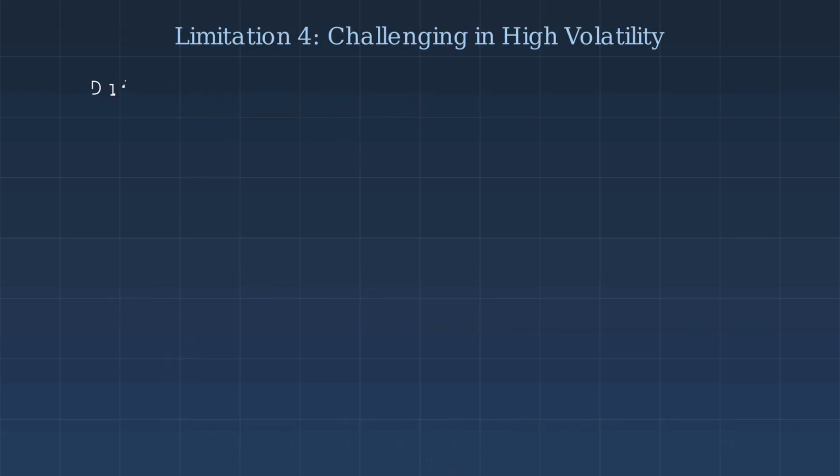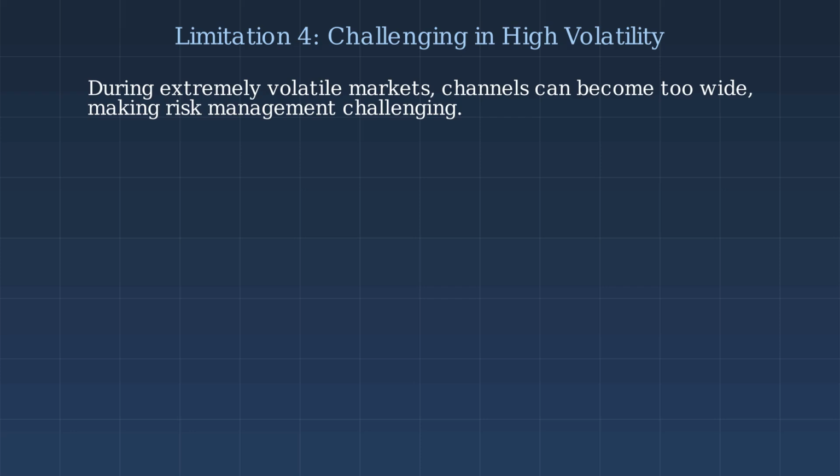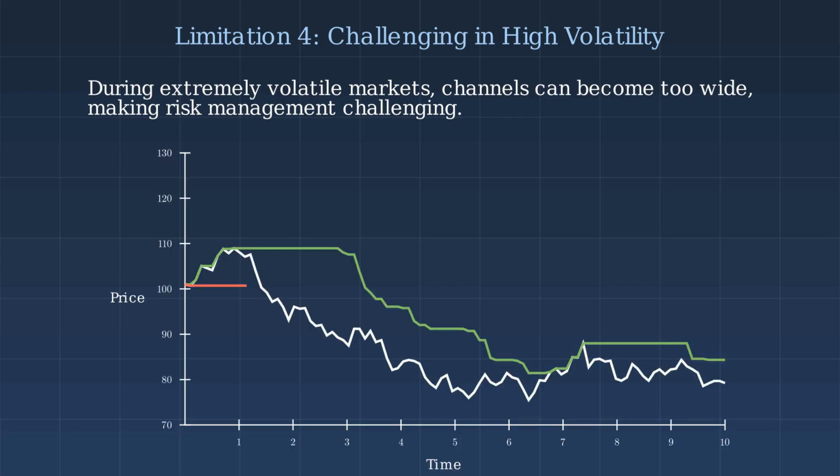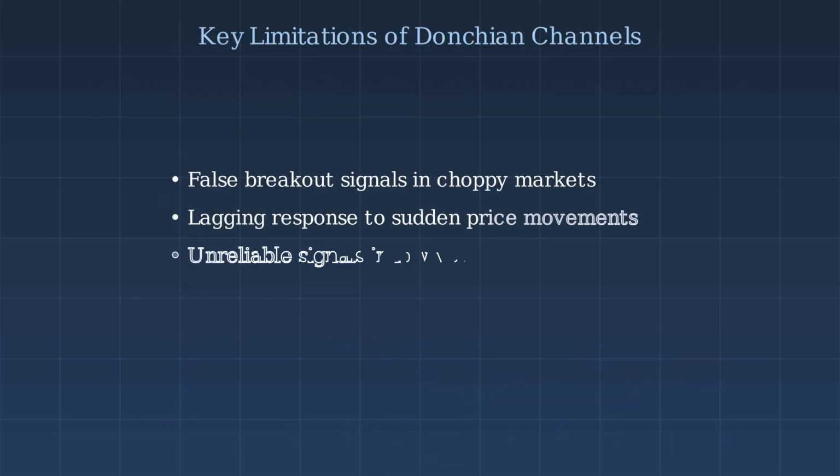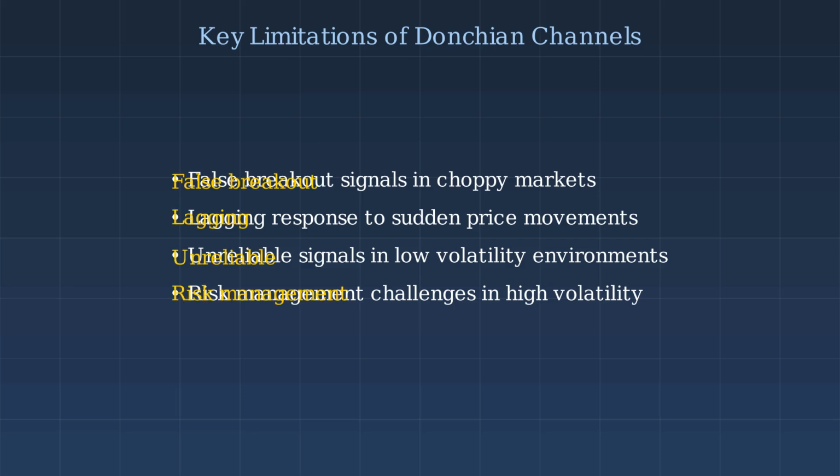The fourth limitation is evident in highly volatile markets, where channels become extremely wide. Wide channels create significant challenges for risk management. Stop losses may need to be placed at significant distances from entry points, leading to poor risk-to-reward ratios and potentially large losses. Understanding these limitations is crucial for using Donchian channels effectively. Being aware of these challenges allows traders to use Donchian channels more effectively by applying appropriate filters and secondary confirmation indicators.